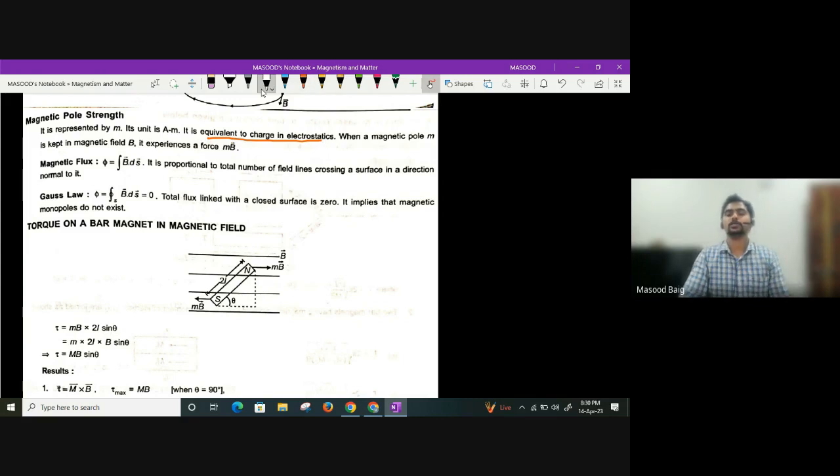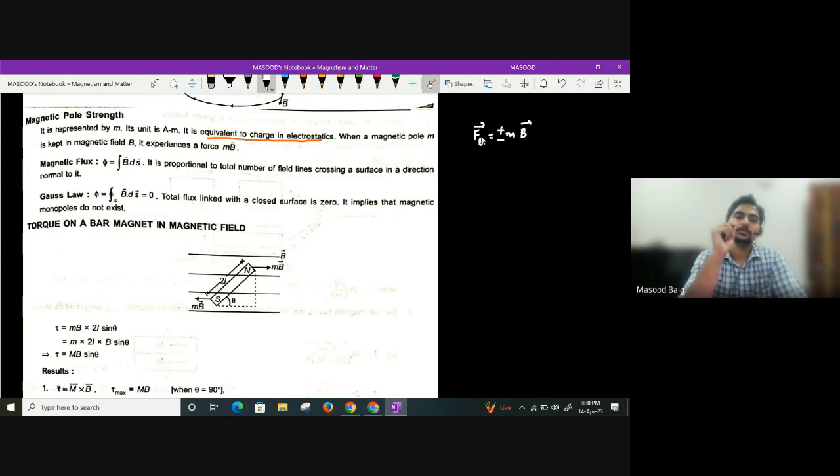Positive charge, where will it experience force? If a positive charge is placed in an external field, it will experience force in the direction of the electric field. And when a negative charge is placed in the external electric field, it will experience a force in the opposite direction of the electric field, or not? In the same manner, whenever a pole is placed in an external magnetic field, it will experience a force M into B bar. A north pole will experience force in the direction of the applied magnetic field. South pole will experience a force opposite to the direction of the applied magnetic field.